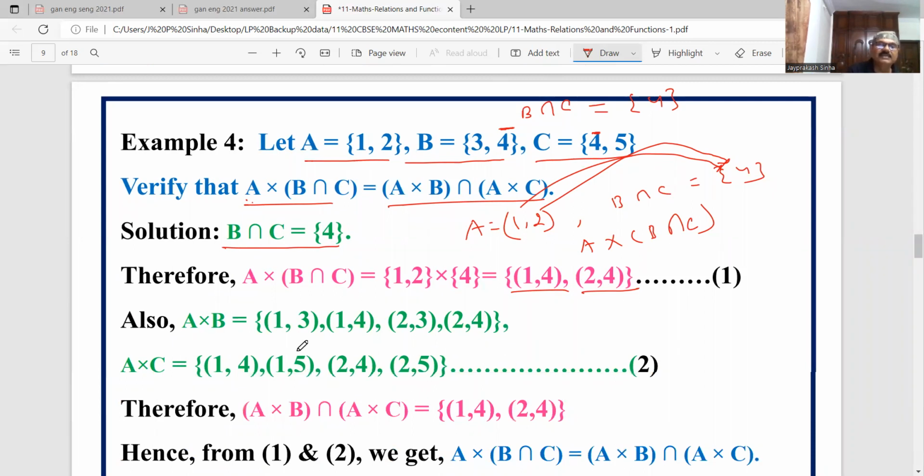Now see, we have to take the intersection of these two sets, meaning the elements which are common in both. So what is common here?